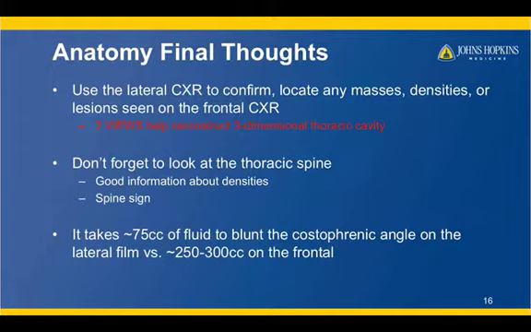Use the lateral chest X-ray to confirm and locate any masses, densities, or lesions seen on the frontal chest X-ray. Remember, 2 views can help reconstruct the 3-dimensional thoracic cavity. Also, don't forget to look at the thoracic spine, which holds a lot of excellent information about densities. The spine sign is a finding that is very important and can be seen on lateral chest X-ray, and we will go over this in much more detail in the chest X-ray cases section. It can be useful when you have a puzzling frontal chest X-ray.